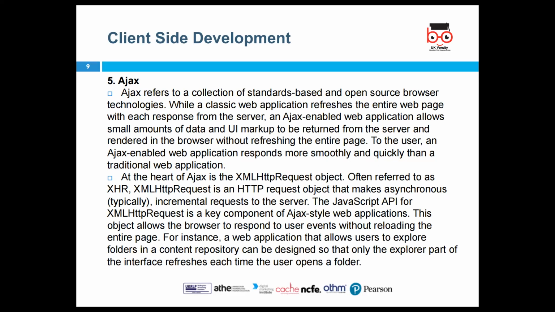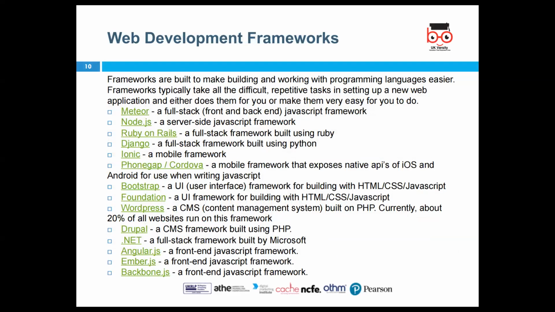Also, there are other types of frameworks which are really useful. So we have things such as Ajax, which can refer to the collection of standards-based and open source browser technologies. Also, we have other types of frameworks which allow us to make our web page as dynamic as possible. So the most famous as of now, I would say, are React, Vue, and Angular, which allow us to create components. So by creating components, we make our web pages, our web applications, as dynamic as possible, and it allows us to have very responsive applications.